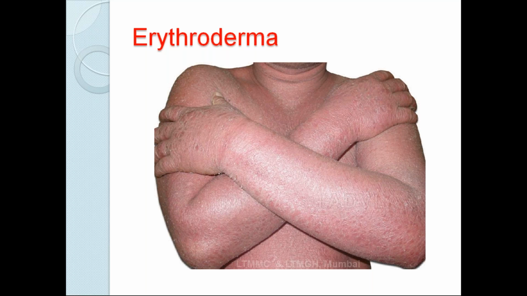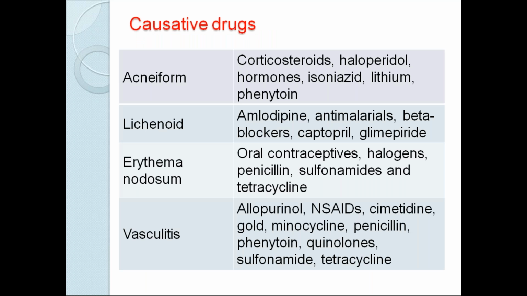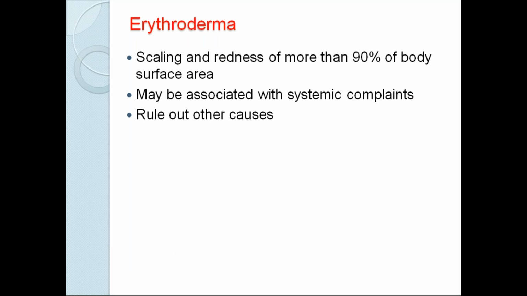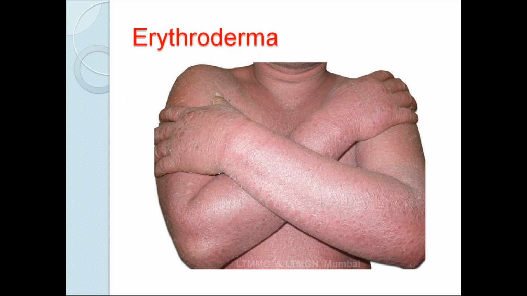See, this is a picture of erythroderma. Sheets of redness and scaling. The entire body is red, and there are sheets of scales present. This is a typical picture of erythroderma. And also edema is present. You can see his hands, they are a little puffy. So what causes erythroderma? There are so many drugs and also other dermatological conditions that cause erythroderma.